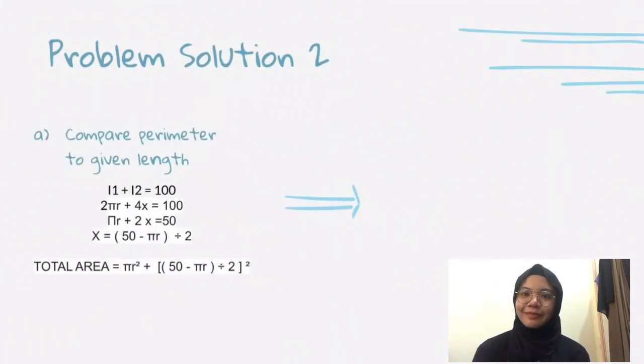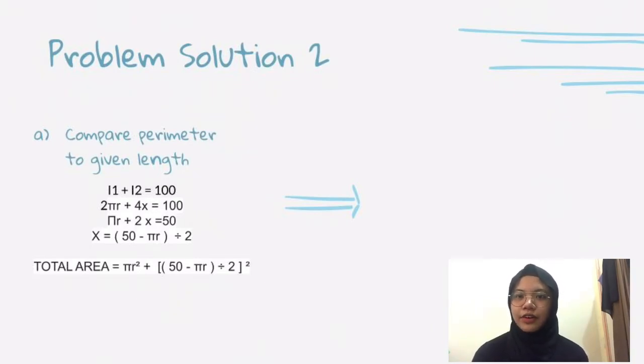This problem can be determined by the following steps. Step A: compare the perimeter to the given length. Perimeter l1 and perimeter l2 will be added, equal to 100. By formula, the perimeter of the circle is added to the perimeter of the square. This will make 2 pi r plus 4x equal to 100, so pi r plus 2x equal to 50, and x will be 50 minus pi r divided by 2.